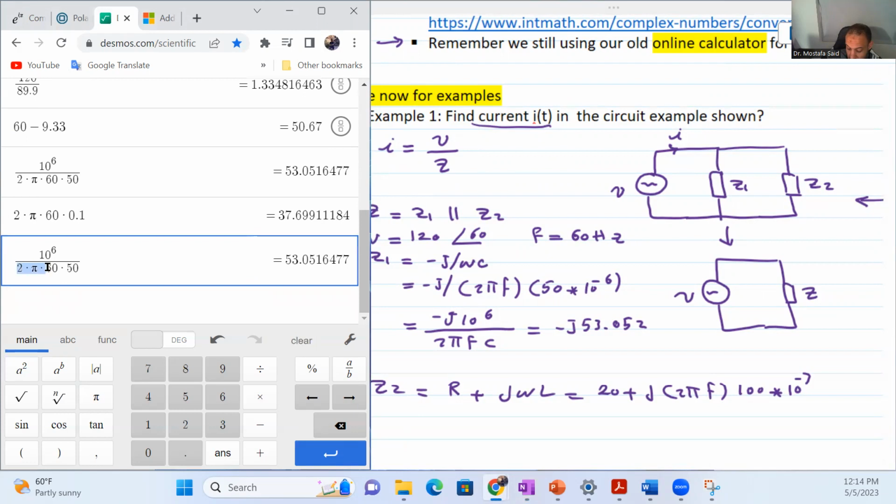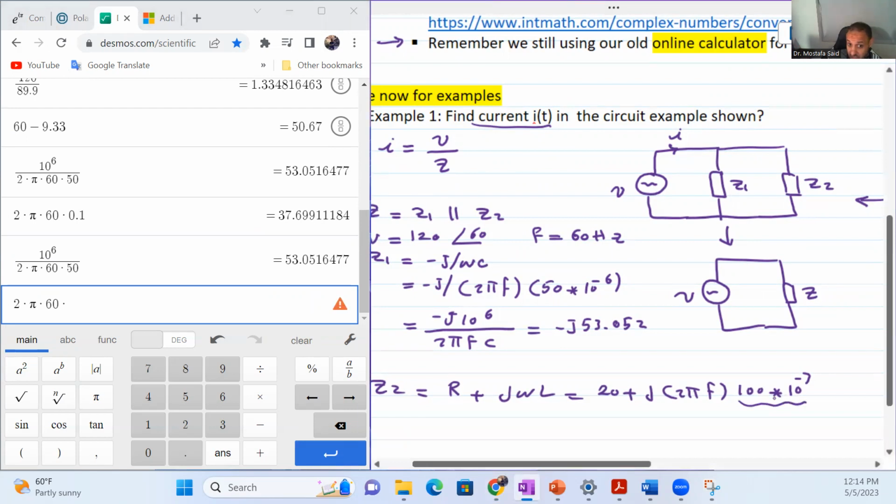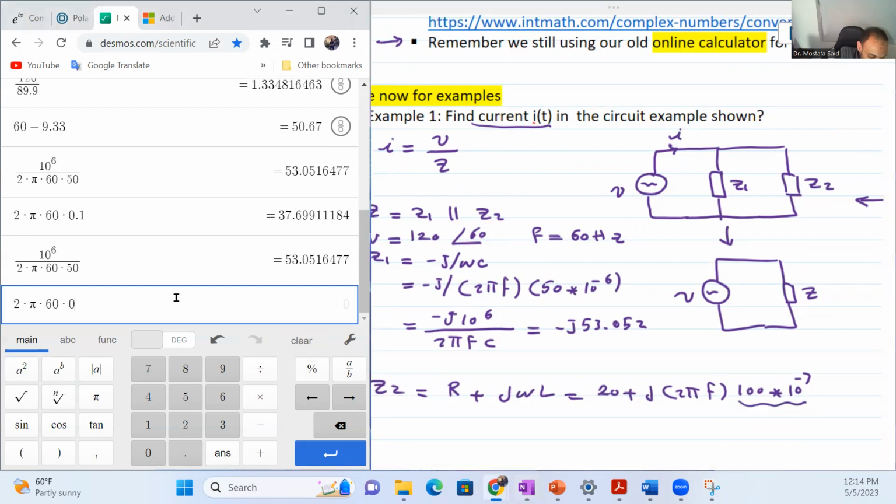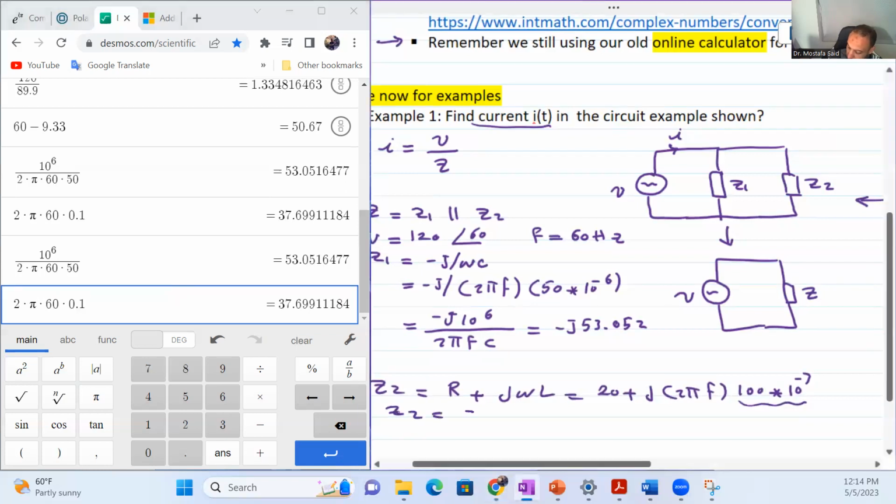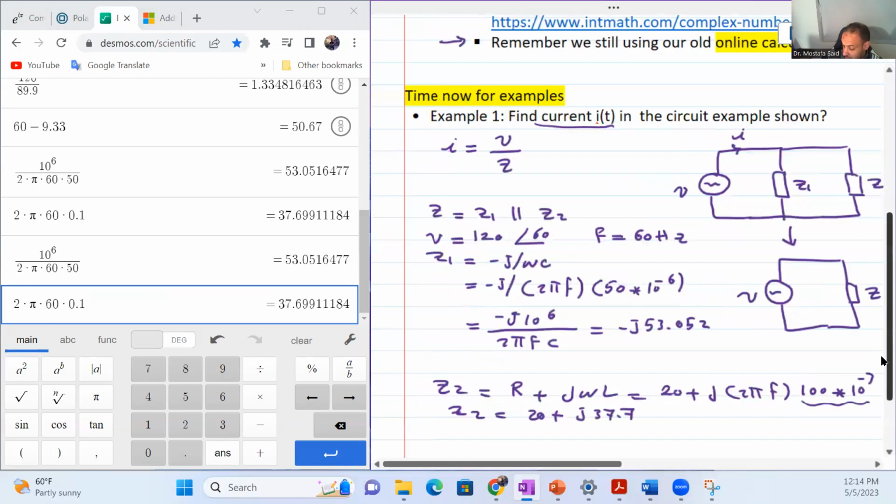Okay, so again we use our Desmos. We reuse what we did before, so 2 pi F is already known, and we're going to multiply this by 100 multiplied by 10 to the power of minus 3. It's just 10 to the power of minus 1, which is 0.1. So Z2 is equal to 20 plus J 37.7. Okay, that's very nice.